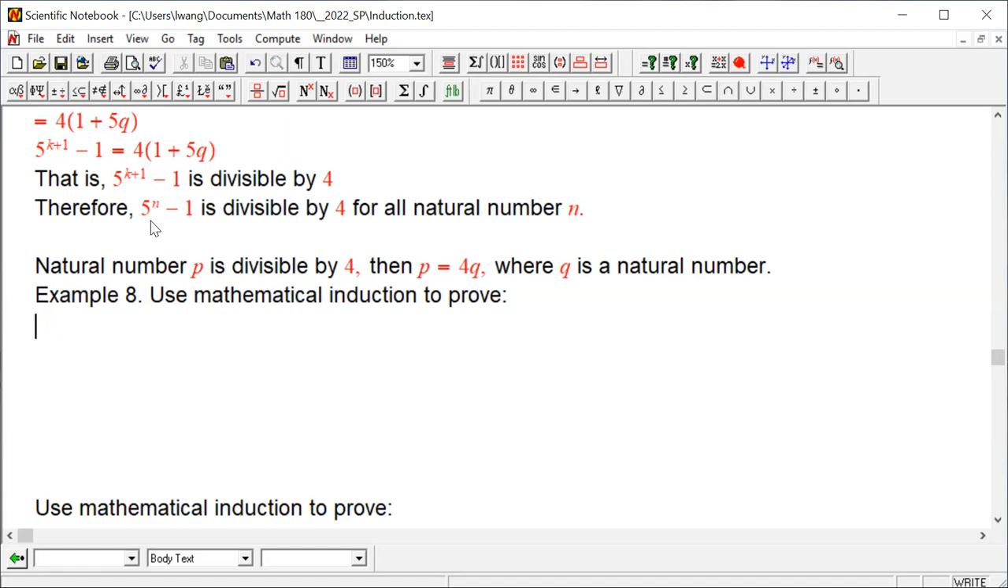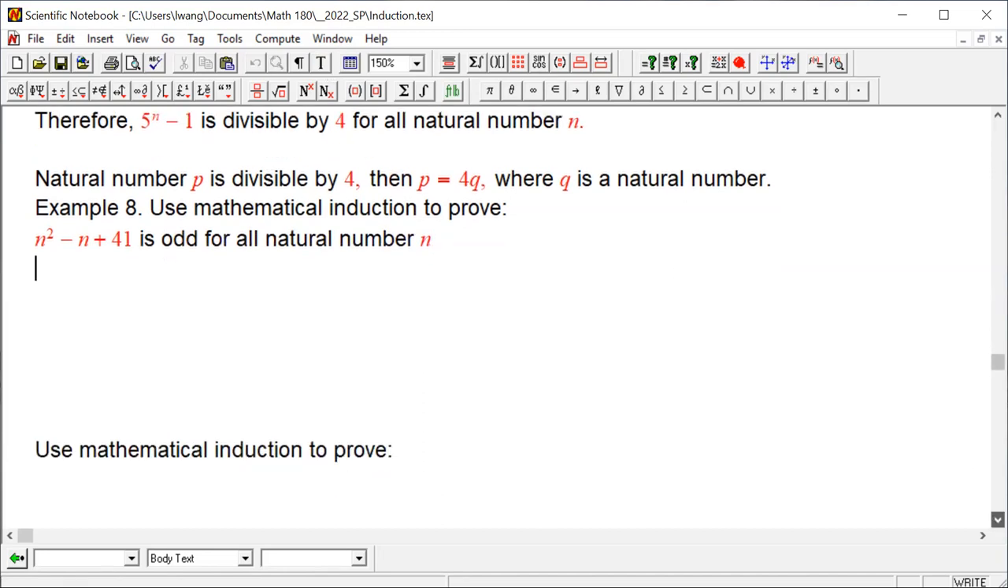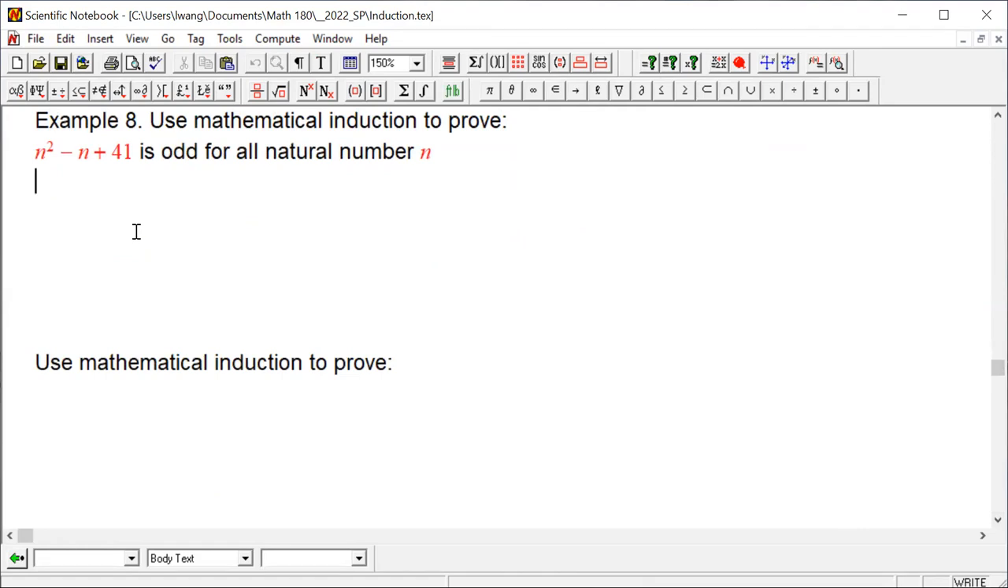So the question we're going to work with is that n squared minus n plus 41 is odd. It's odd for all natural numbers n. What makes a number odd?